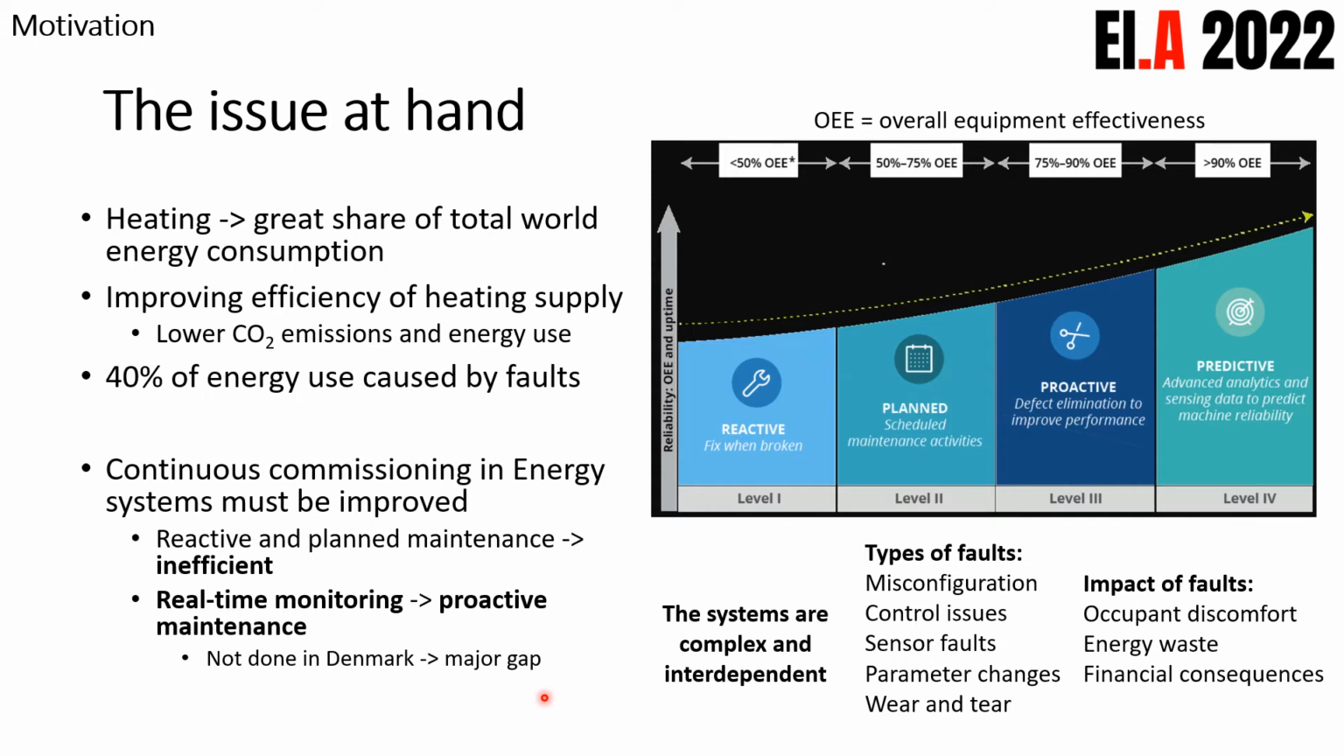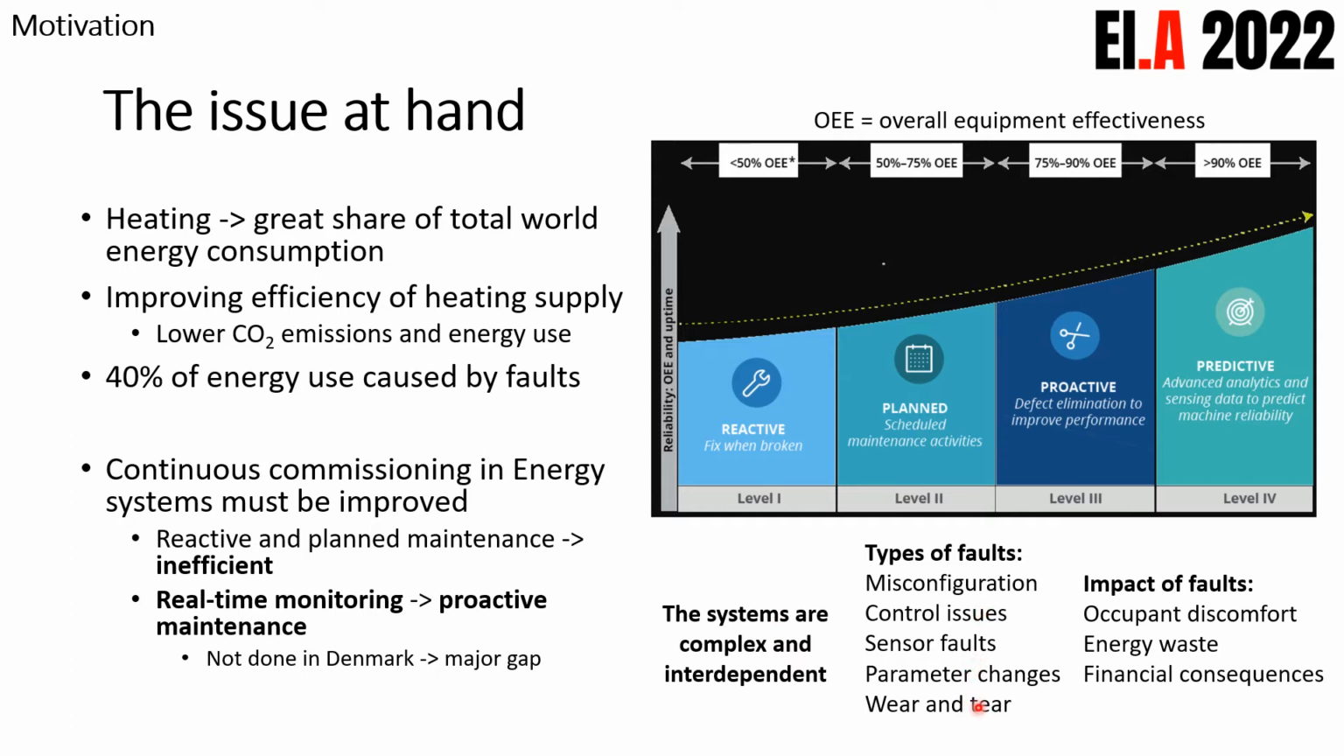and energy use. One interesting thing about this is that it's estimated that 40% of energy use in district heating systems is caused by faults. So it's important to detect these faults, and this can be done via continuous commissioning in energy systems, so making sure everything is working while it's in use. Right now, reactive maintenance is used a lot, and that is very inefficient, and so is plant maintenance. So we want to enable real-time monitoring, or proactive maintenance, of the system, and this is not done in Denmark.